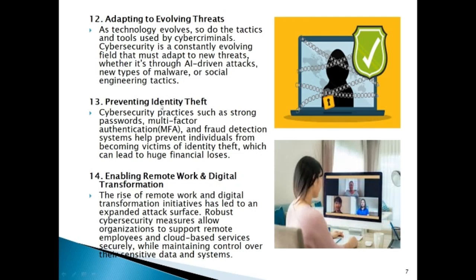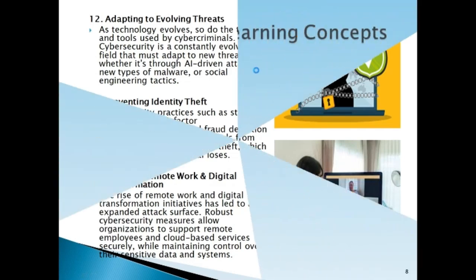Now, we also have preventing identity theft in cybersecurity. Now, we also have adapting to evolving threats. As technology evolves, so do the tactics and tools used by cyber criminals. Cybersecurity is a constantly evolving field that must adapt to new threats, whether through AI-driven attacks, new types of malware, or social tactics, which we've talked about. So when attackers are trying to gain new strategies to attack and steal information, cybersecurity professionals should also update themselves.